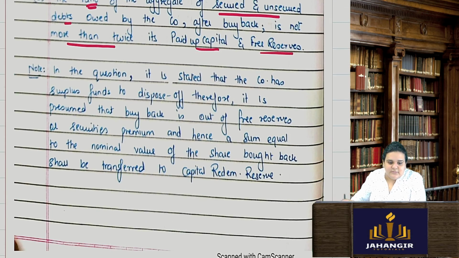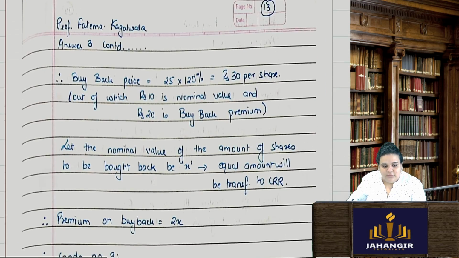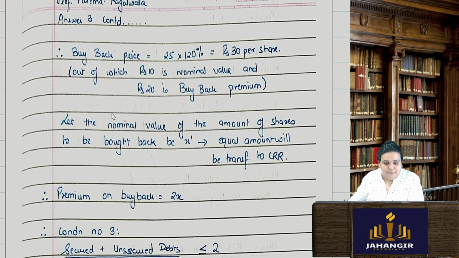Now in this question they have stated that the company has surplus funds to dispose of. Therefore I am assuming that the buyback is also out of free reserves and securities premium. Therefore a sum equal to the nominal value of the shares bought back has to be transferred to the capital redemption reserve account. Okay, let's move to solving this third condition.